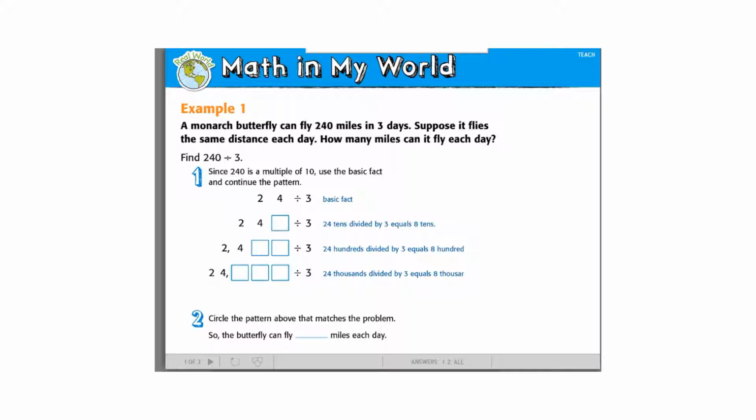A monarch butterfly can fly 240 miles in 3 days. Suppose it flies the same distance each day. How many miles will it fly each day? So it's 240 divided by 3.